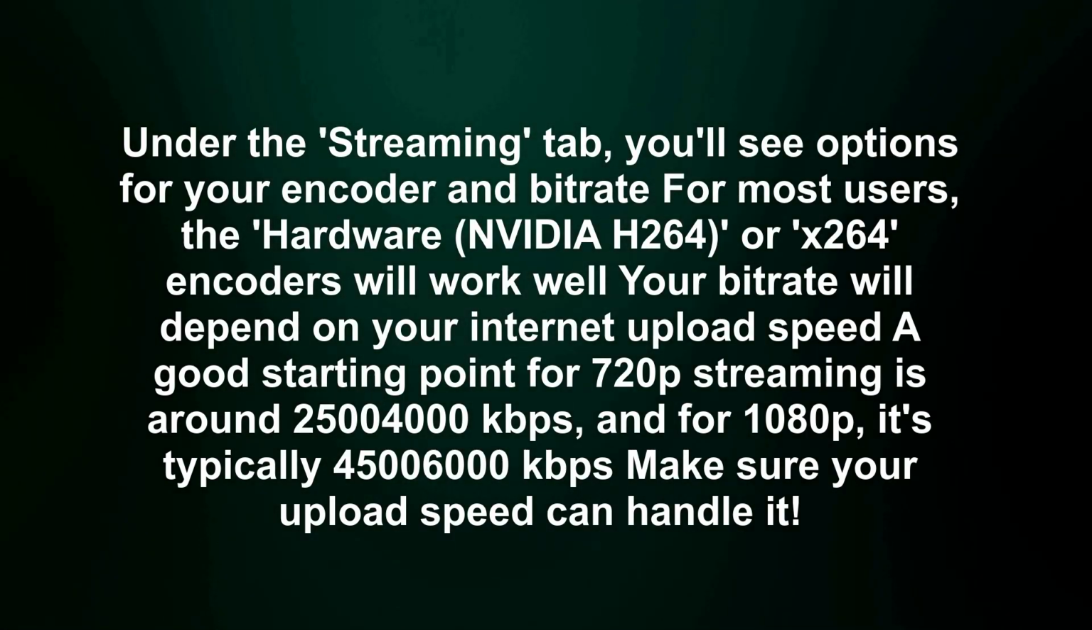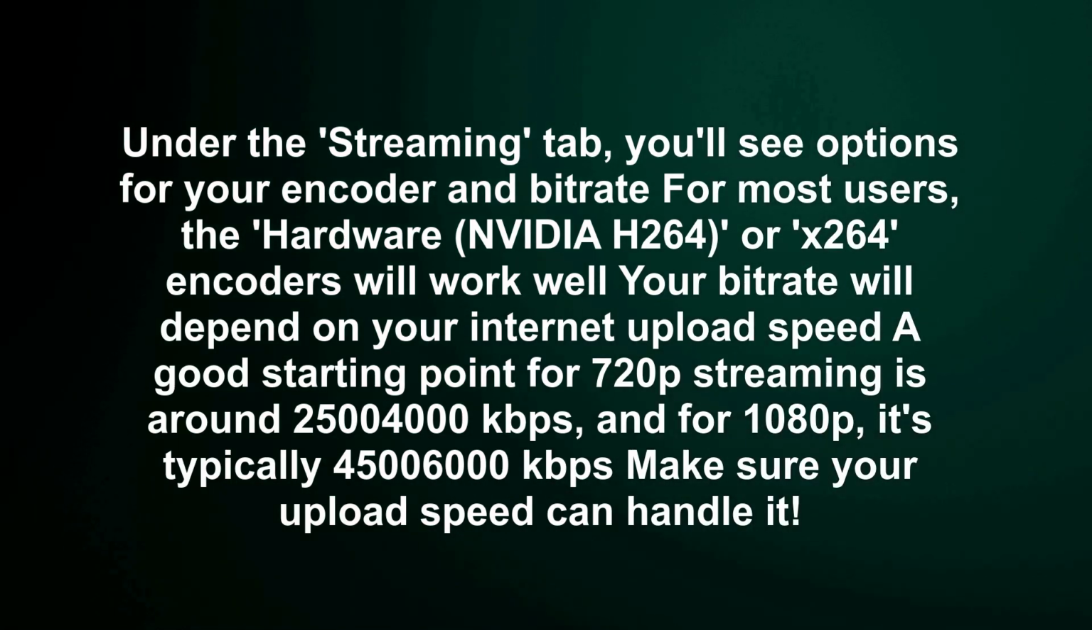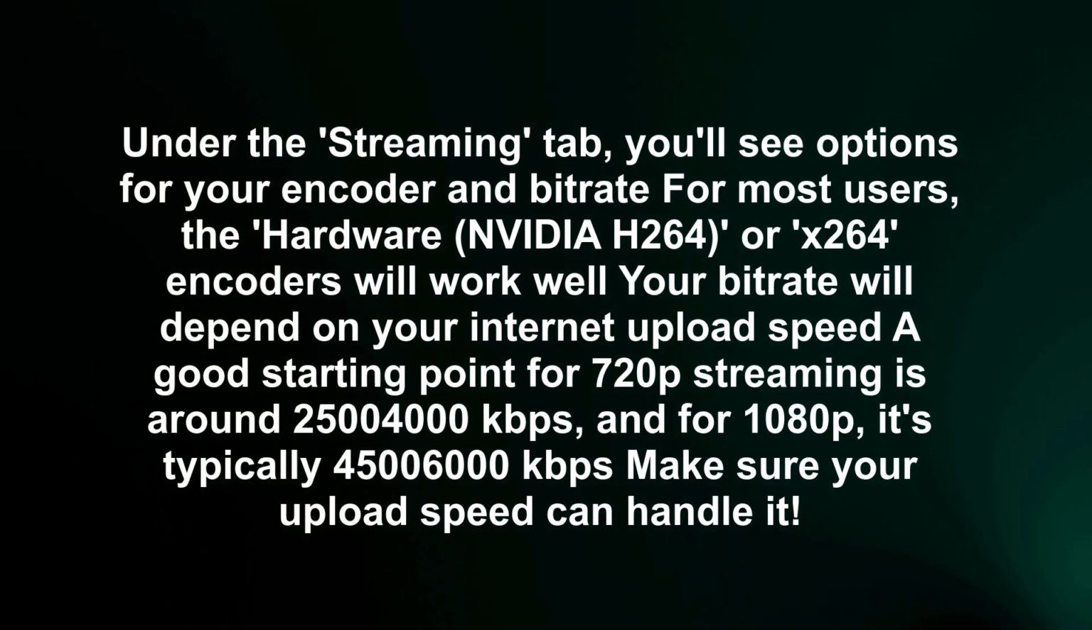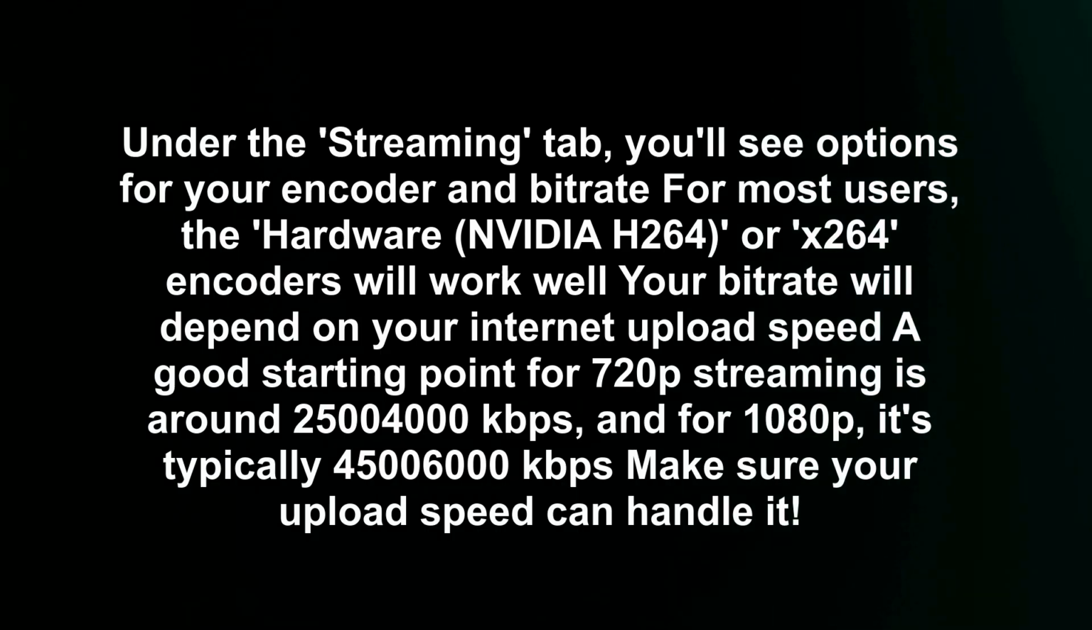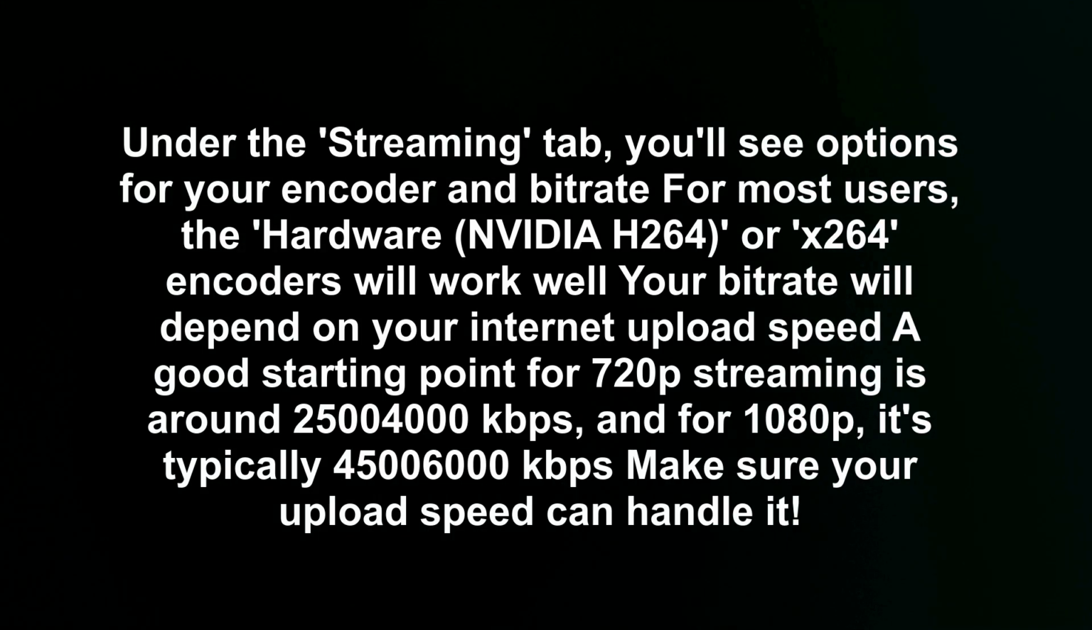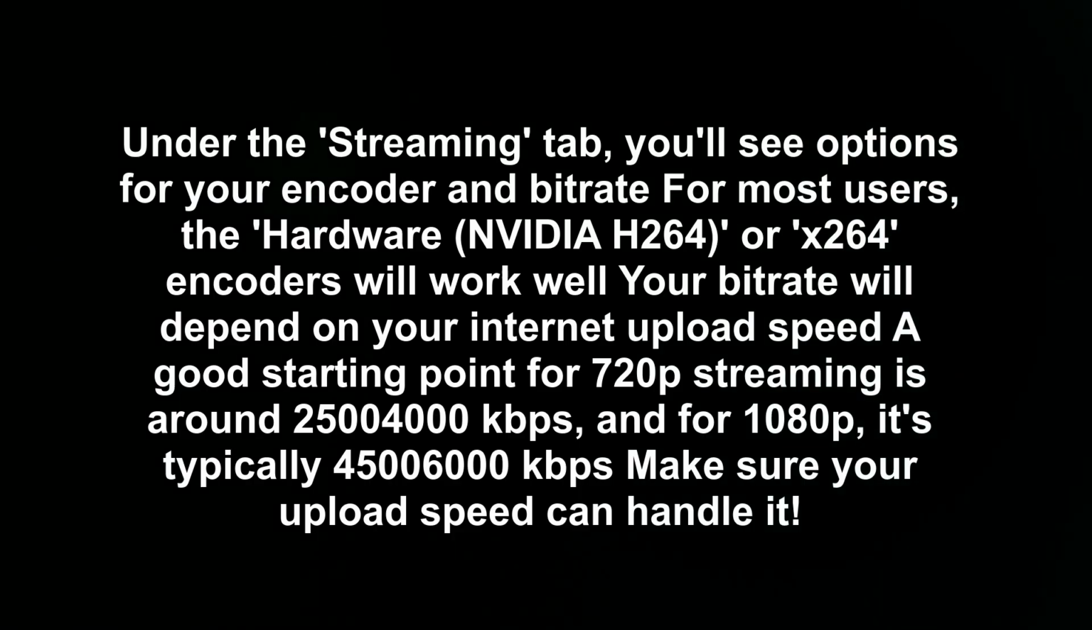A good starting point for 720p streaming is around 2500 to 4000 kbps, and for 1080p, it's typically 4500 to 6000 kbps. Make sure your upload speed can handle it.